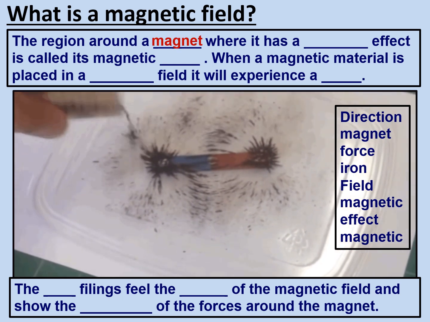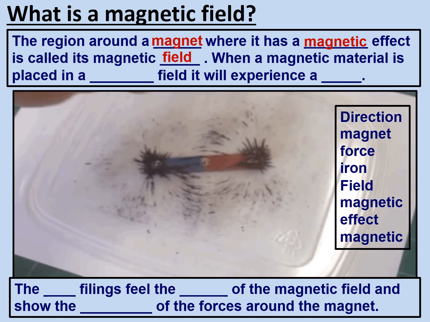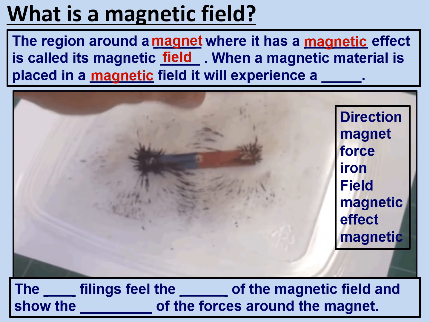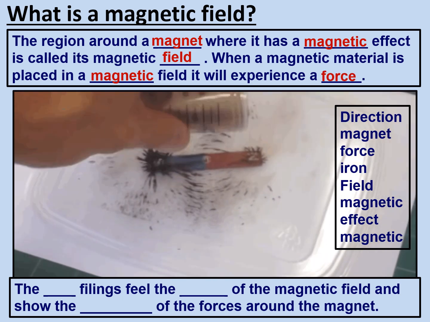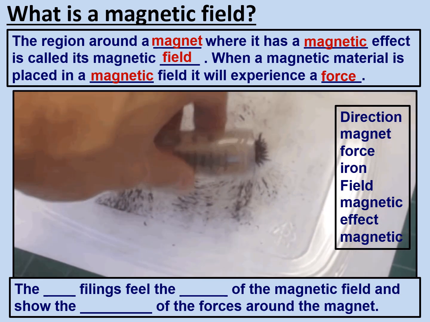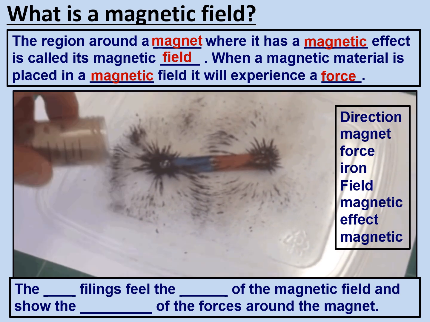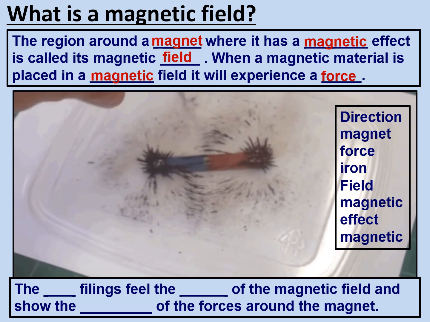So the region around a magnet where it has a magnetic effect is a magnetic field. When a magnetic material is placed in a magnetic field, it will experience a force. Remember, we mentioned that at the start. Again, what kind of force is it? It's a non-contact force. If you think about it, magnets will attract towards each other at a distance. You bring them close together and they'll do that last bit of movement themselves because it is a non-contact force.